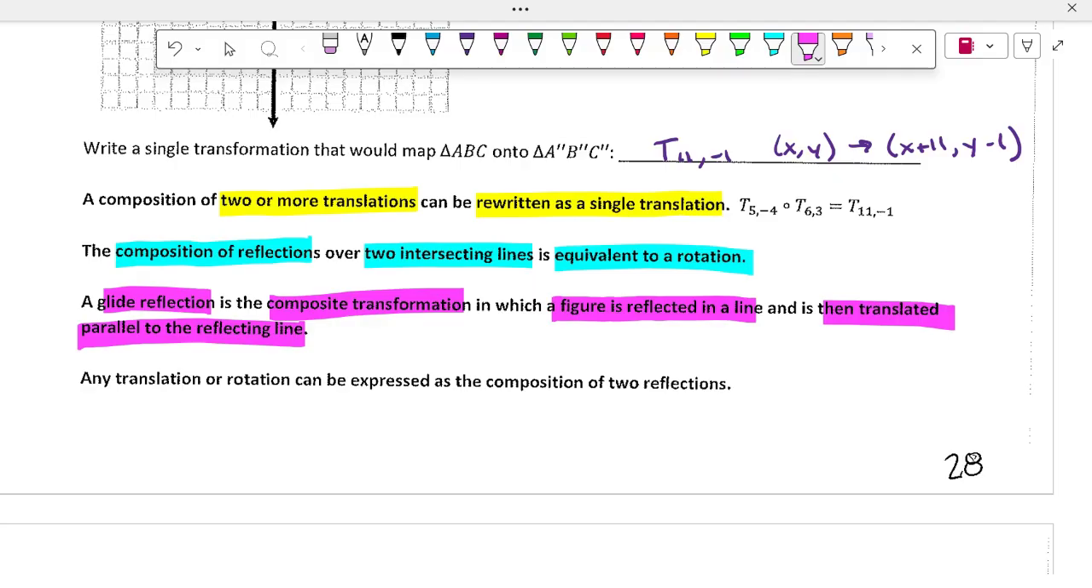Wait, isn't that perpendicular and not parallel? Yeah, that's true. See, this is why I don't pull these things out of my butt. This is what happens to me.